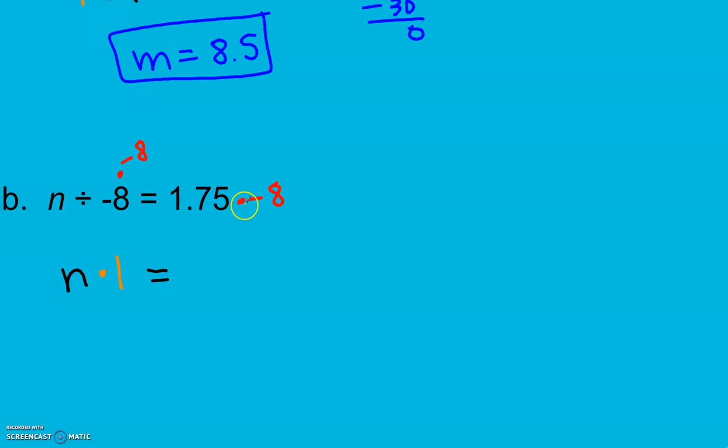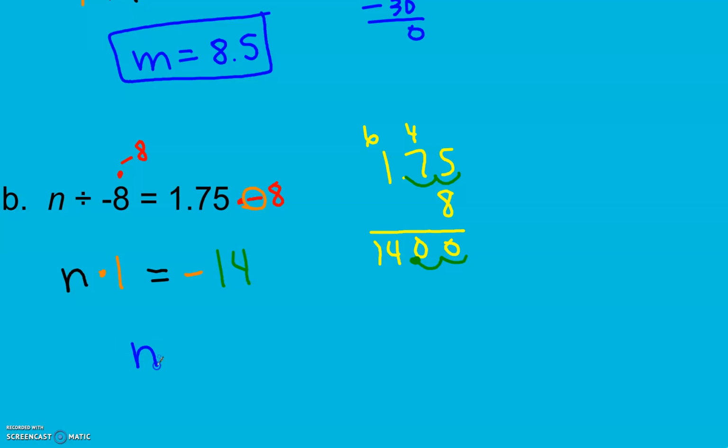Here I have 1 negative, which means my answer is going to be negative, and then I do my multiplication. 1.75 times 8 gives me 40. 56 plus 4 is 60. 8 plus 6 is 14. I check 2 numbers after my decimal, so 2 numbers after my decimal here, and I get negative 14. So N equals negative 14 because N times 1 is just itself.